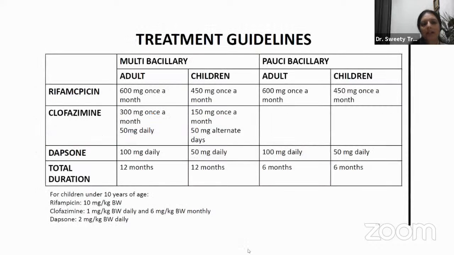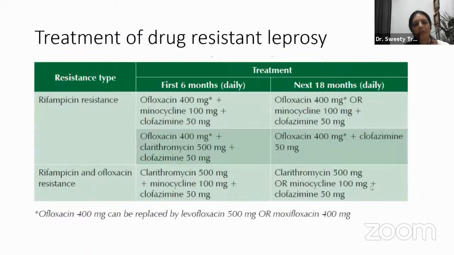So what are the treatment guidelines? You all know what the conventional drugs are. Rifampicin once a month, and clofazimine and dapsone. Duration is 12 months for multibacillary, 6 months for paucibacillary. Usually clofazimine and dapsone are daily dosing, whereas clofazimine and rifampicin also have a once a month dose. And paucibacillary only has dapsone daily dosing with rifampicin once a month.